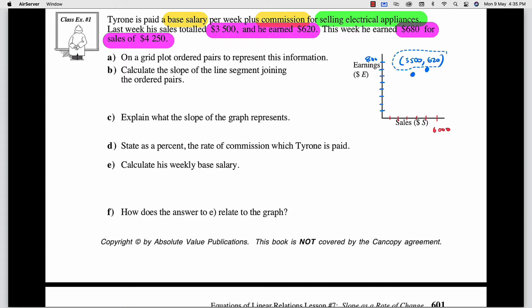I can minimize this thing down a little bit, resize it. So that's going to be that point down there, and our other point right there. Here's our line going in between right there. So I've got a line going in between those 2 points. This point is 4,250 in the X, and it's going to be 680 in the Y.